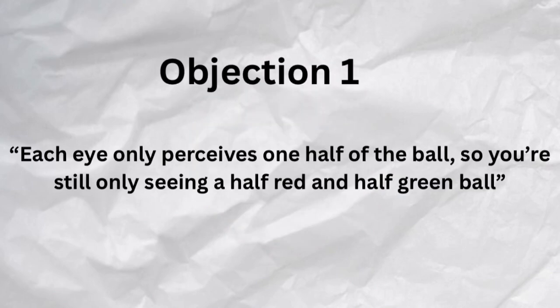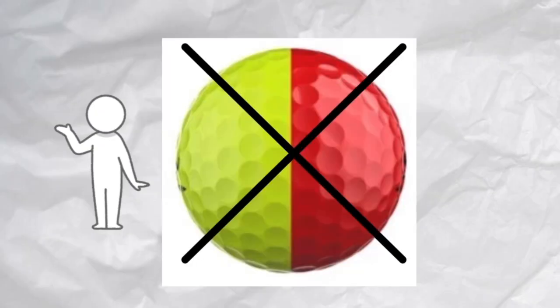Now that we've established the experiment, let's go over some potential objections. One: each eye only perceives one half of the ball, so you're still only seeing a half red and half green ball. This would be true if you did not have the other eye looking at the other half of the ball. Given that it is a unified experience, since both eyes together give rise to one unified experience, you're just looking at the ball in its entirety, not one half each. Despite this, you are not going to see a ball that is half green and half red. Instead, due to the reflection, each eye will see an apparently fully round ball that is completely red or green, depending on which side the eye is looking at the ball from. This will appear as a unified experience.